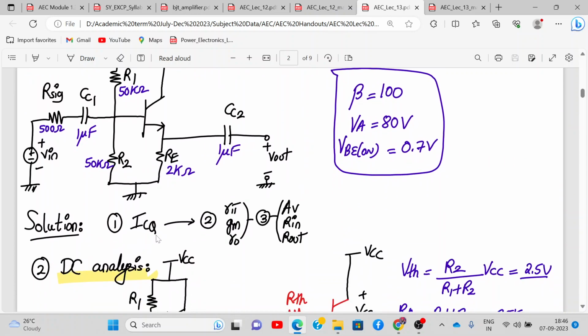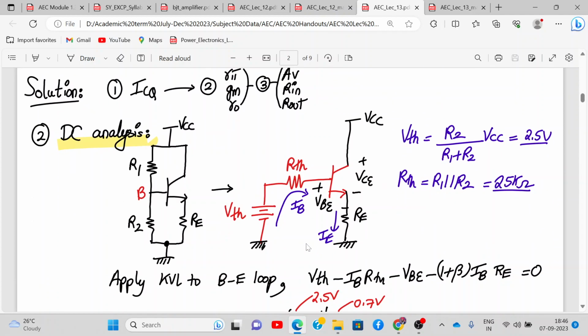First calculate ICQ, then calculate R pi, GM and RO, then calculate AV, R in and R out, or Z in and Z out. Now the entire thing, don't panic, do it as it is. Okay, so the base emitter loop will not change. Now the formula will remain the same. Let the collector be connected to VCC.